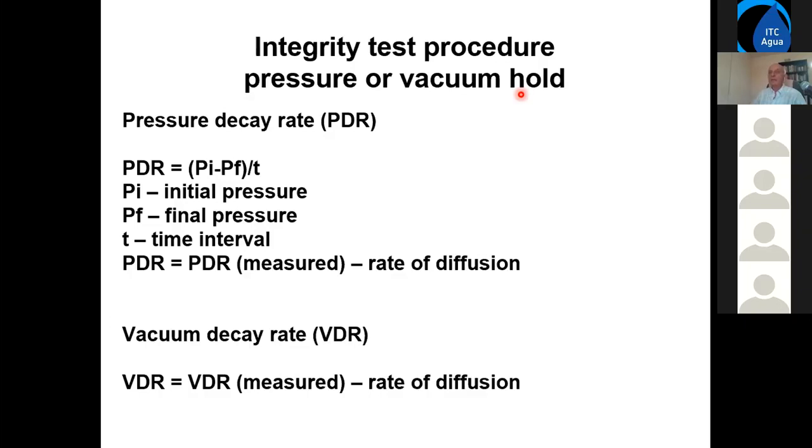You have to remember there is some diffusion of the air because the membrane does not reject 100% of the air. There's some passage of the air through the membrane. But anything above the calculated rate of the air diffusion indicates a problem with integrity. And according to the regulation, it can be done daily. And for the potable water system, if there's an integrity problem, the system has to be stopped, and the module which has a problem has to be removed and either leak plugged or the element replaced.